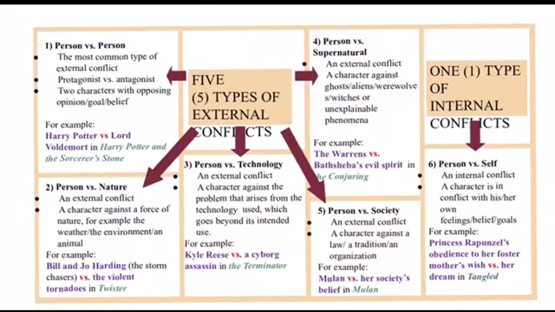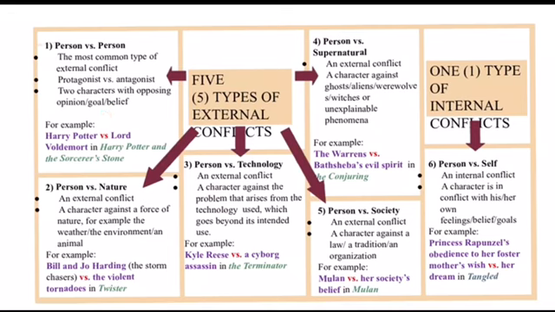Let's narrow down the types of external and internal conflicts. For the external conflicts, there are 5 types that we need to know. The first one is a conflict between a person and another person in that movie. This is person versus person conflict. This is the most common type of external conflict, especially between protagonist and antagonist, the 2 characters with opposing opinion, goal, or belief.